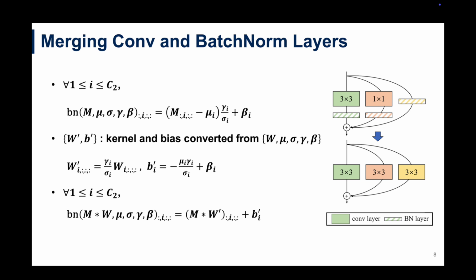The original convolution kernel W is modified by multiplying it with gamma over sigma, resulting in a new kernel W prime. The bias is also adjusted using the formula minus mu times gamma over sigma plus beta. As a result, a convolution to batch norm sequence can be fused into a single operation of the form M convolved with W prime plus B prime. That simplifies the computation during inference.